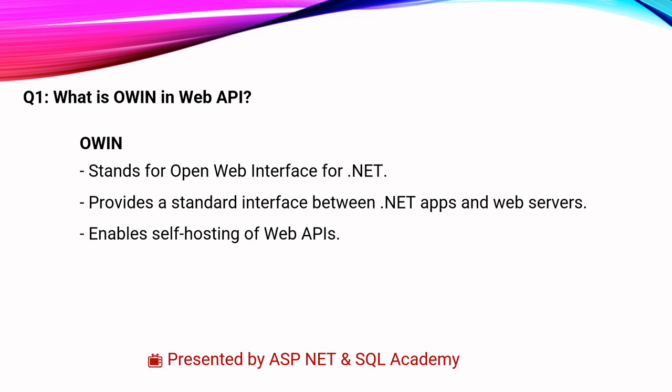OWIN, or Open Web Interface for .NET, defines a standard interface between web servers and .NET applications. It is commonly used to enable self-hosting of web APIs, allowing developers to run applications independently of IIS.